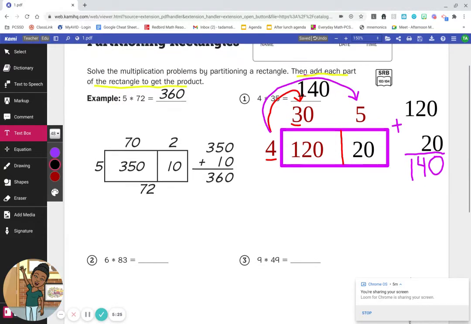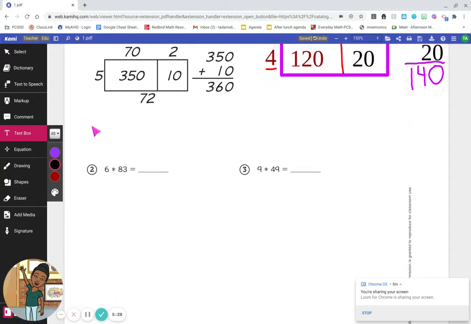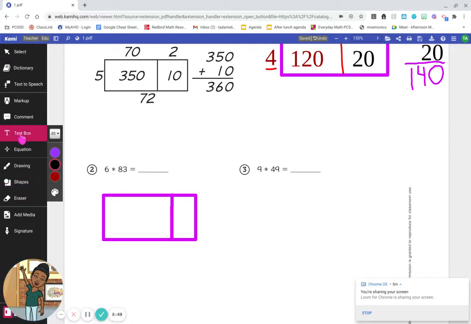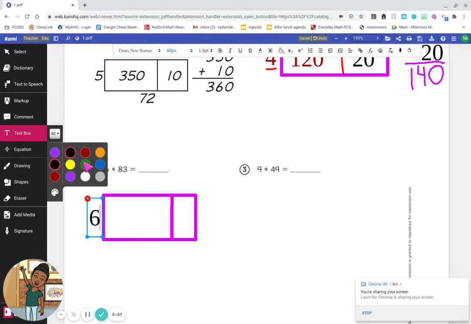Okay, mathematician, let's keep going. 6 times 83. My first step, that's right. This is still with a rectangle, so I'm starting with a rectangle. Showing my line here. Now, what do I need to do with my factors? Okay. Very good. My smallest factor, I'm putting on the side by itself. And I'm writing my largest factor in expanded form. And what is 83 in expanded form?